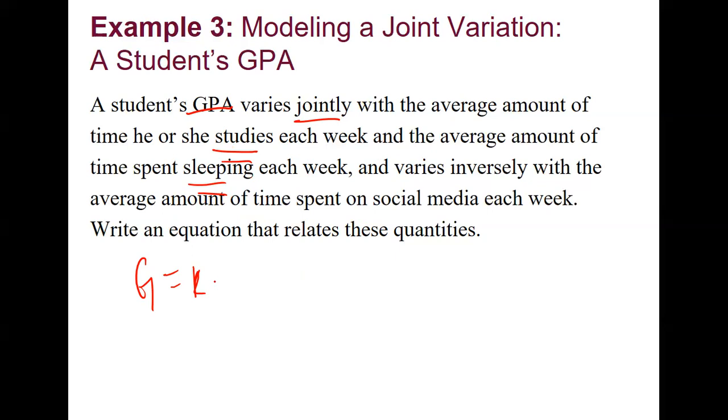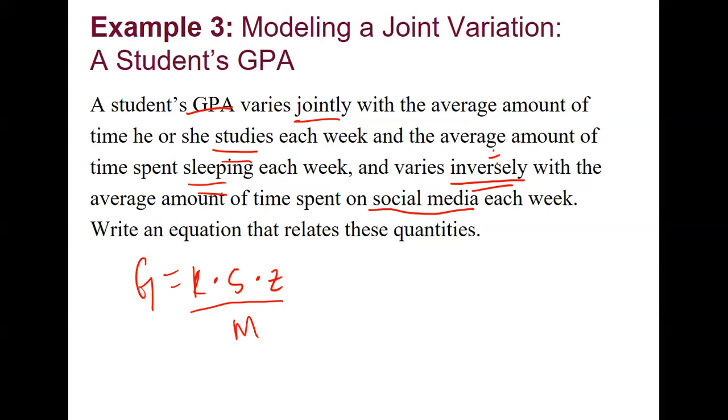So what variables do we want to use for, ooh, they're both S's. We can make S for study and Z for sleep. Get it? The Z's. All right, and then varies inversely. So inversely lets us know that we're gonna have to divide the amount of time spent on social media. So we have social media, M. So I just now created a joint variation.